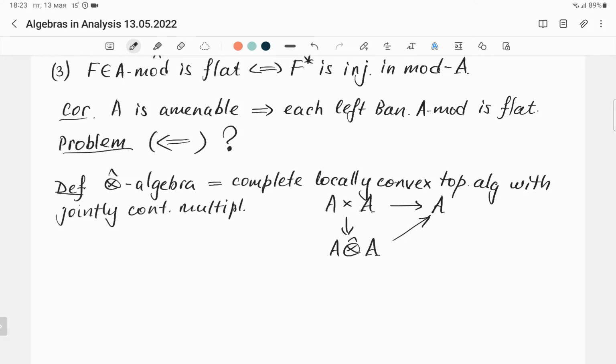Well, unfortunately, the standard name for such algebras, which is shown here, an algebra relative to the completed projective tensor product, is rather easy to write on the blackboard, but it's quite difficult to pronounce. So if you don't mind, I'll call them just topological algebras in my talk. So when I say topological algebra, I mean a complete locally convex topological algebra with jointly continuous multiplication.